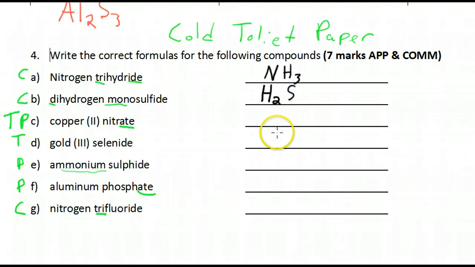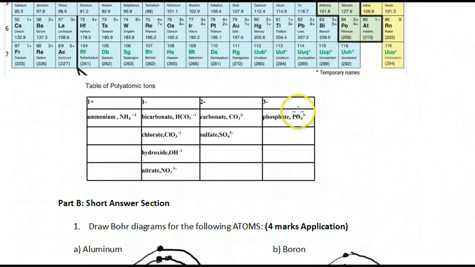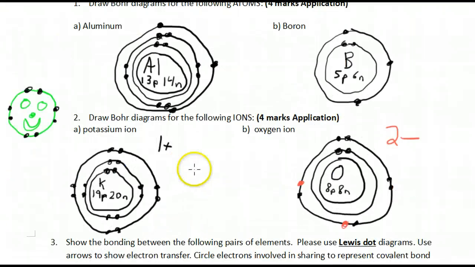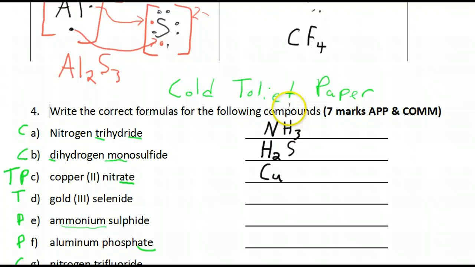Okay, the next one is copper 2 nitrate. So we have copper, and we also have nitrate, which you should memorize, but if you didn't, you can look on your table of polyatomic ions. So nitrate is NO3, and it has a charge of -1. So NO3, and remember it has a charge of -1. Remember, I like to put these in brackets and put the charge over here, so -1.